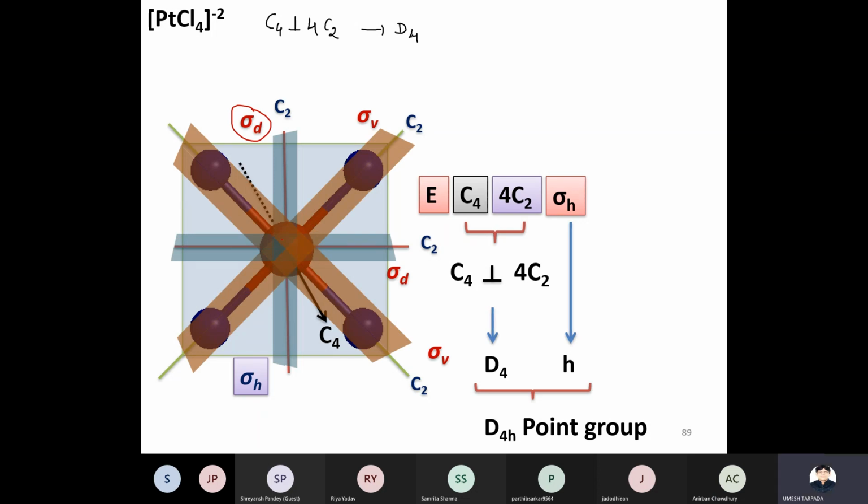So whenever sigma v is of more than one type, then the sigma v passing through the minimum number of atoms, we call the diagonal plane, sigma d. And the sigma v passing through the maximum number of atoms, we simply call sigma v. Of course, sigma d is a type of sigma v plane in this molecule. Yes, and a point of inversion i is also present in this molecule.